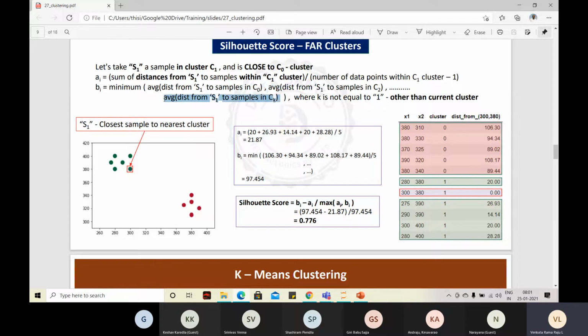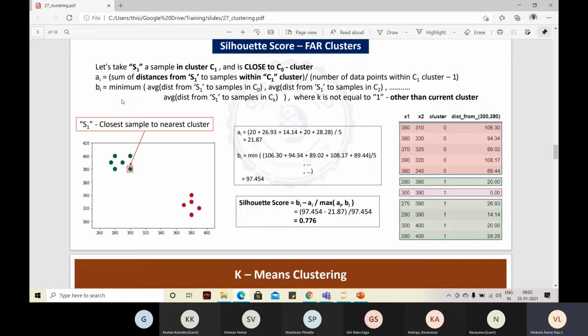If K clusters are there, I'll take averages of all the distances between this data point and all the data points in those clusters. Each cluster will have n data points, so we'll get n values and then take the average of it. All those averages I have taken, and I take the minimum. So what am I doing here? I am calculating the distance between this data point and the first cluster, the second cluster, the nth cluster, and taking the minimum of it. That means I am taking the closest cluster. The distance between this data point and the closest cluster is Bi.